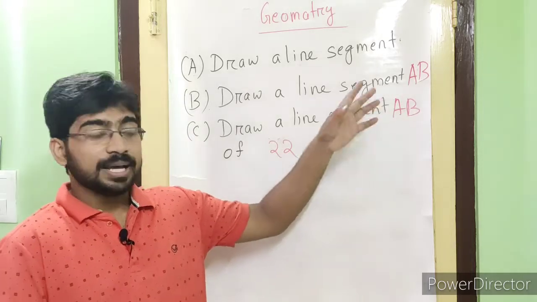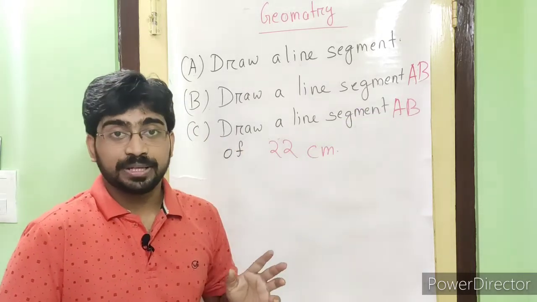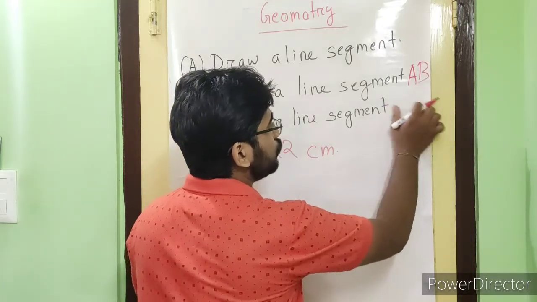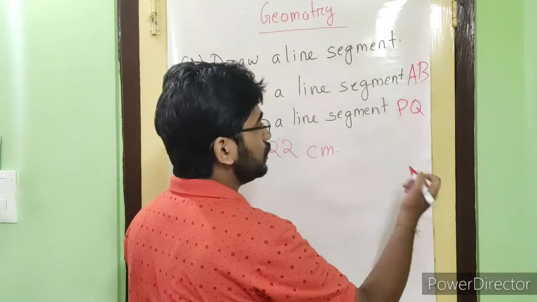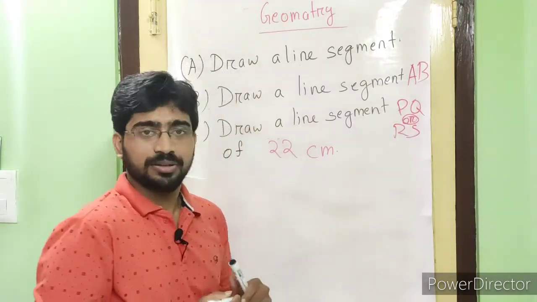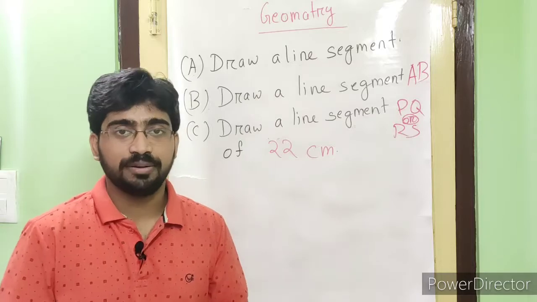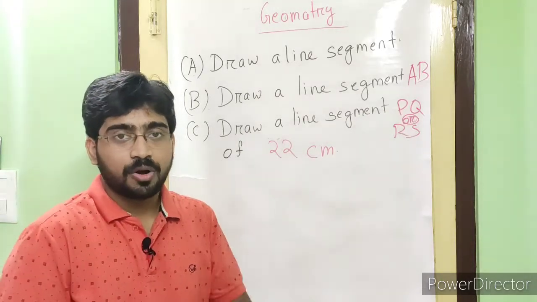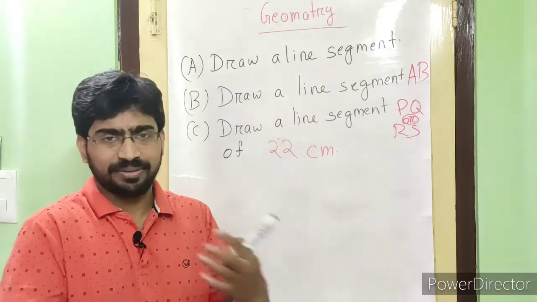And AB, again the point name has been given. Instead of AB, your teacher may give you PQ also, RS also. It depends upon your teacher. But you can't use names by yourself. If the teacher has given you PQ, you can't use AB or BC or CD, whatever it is.